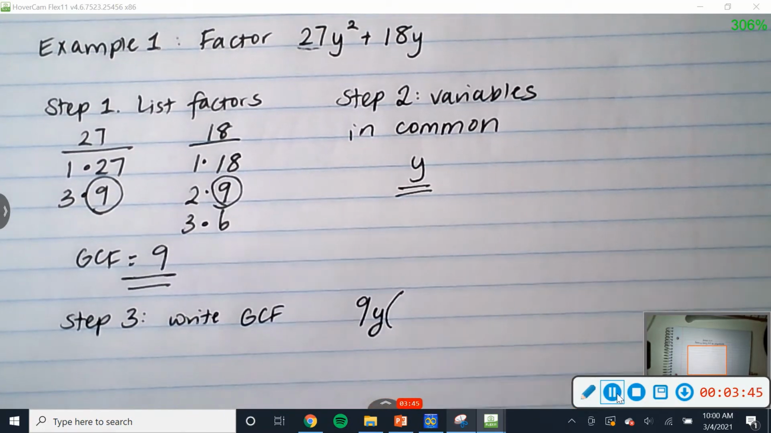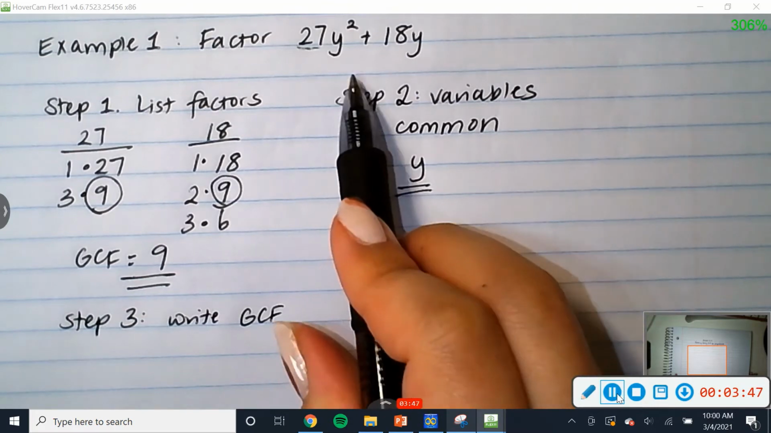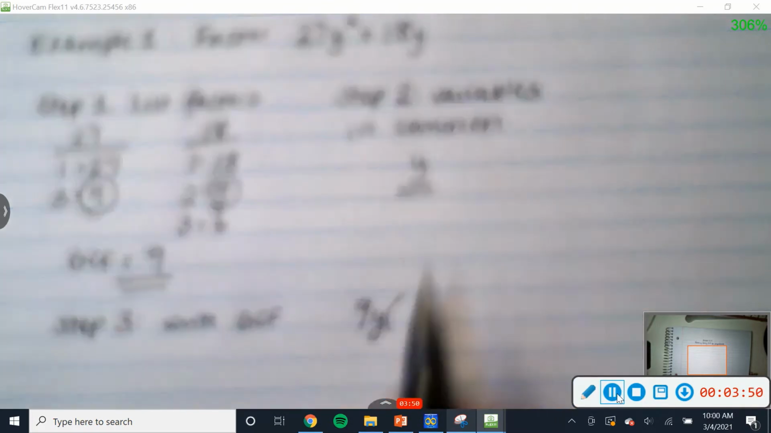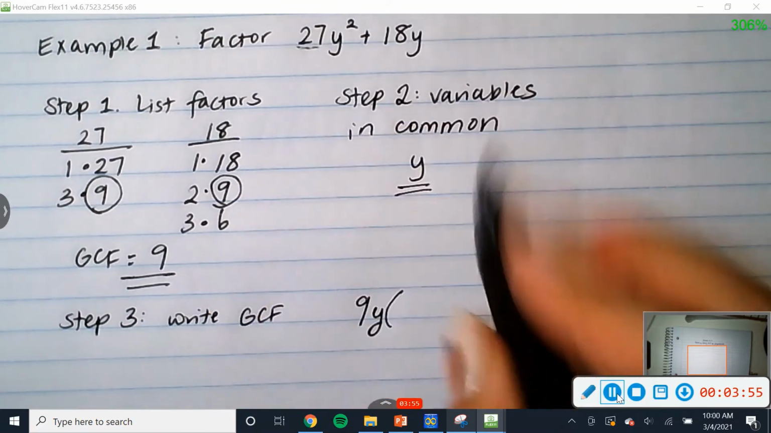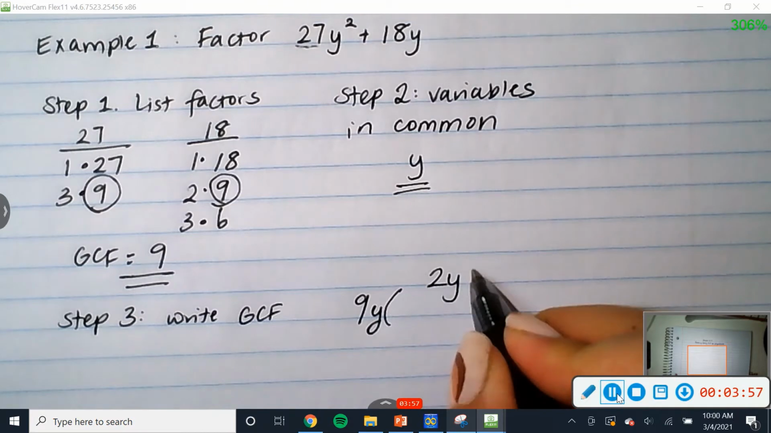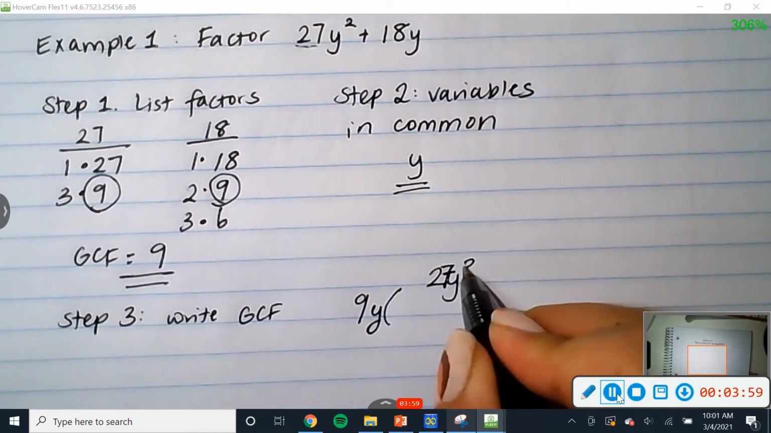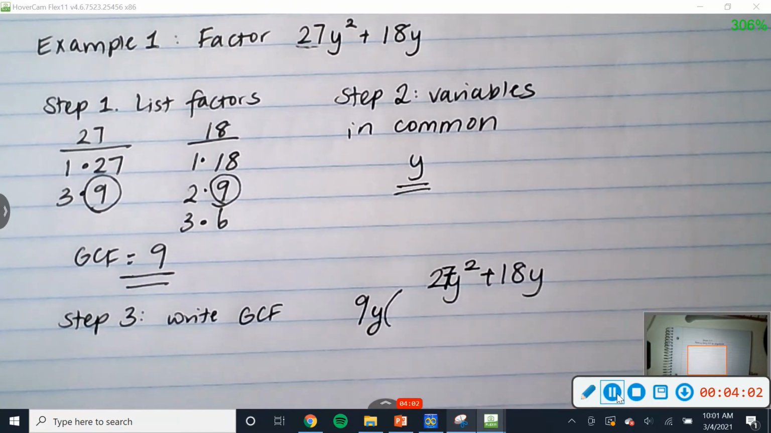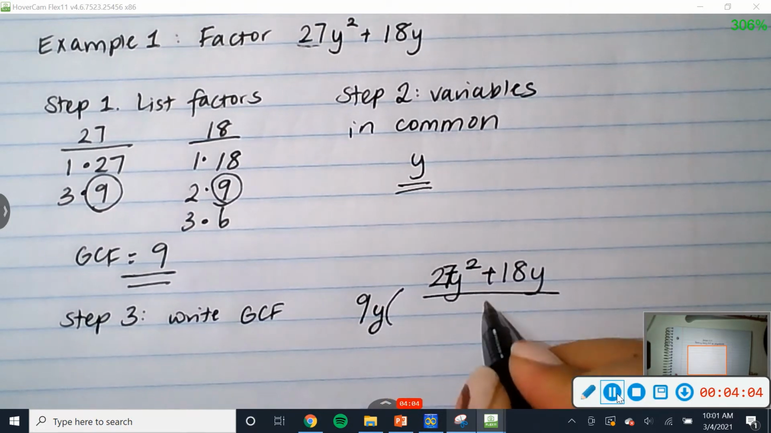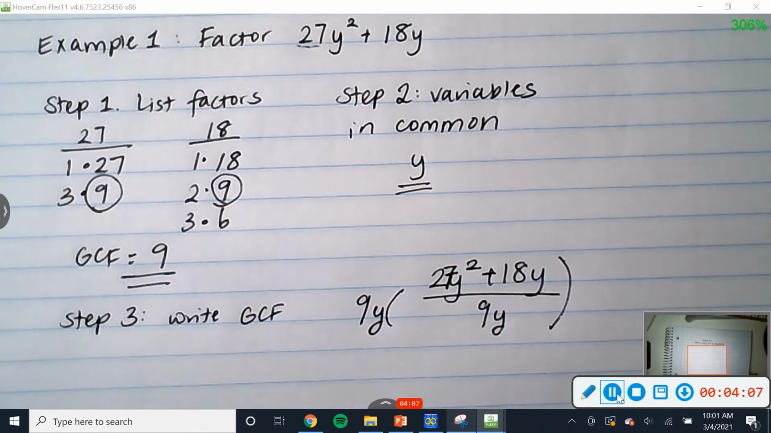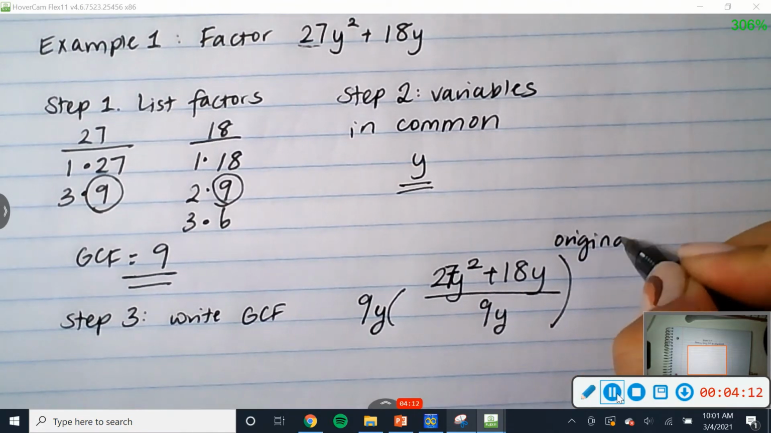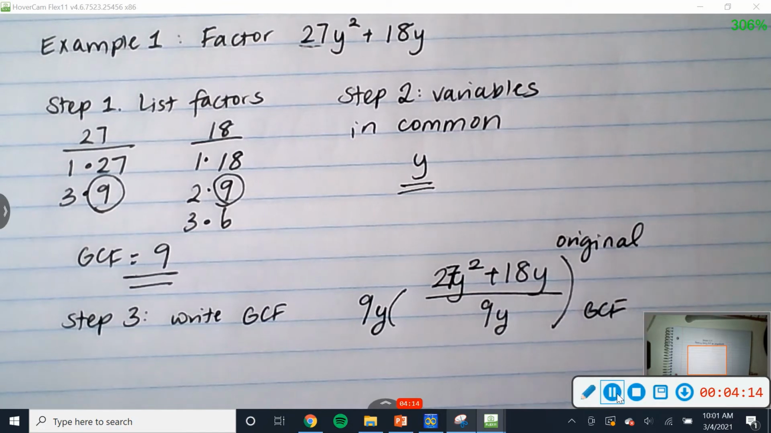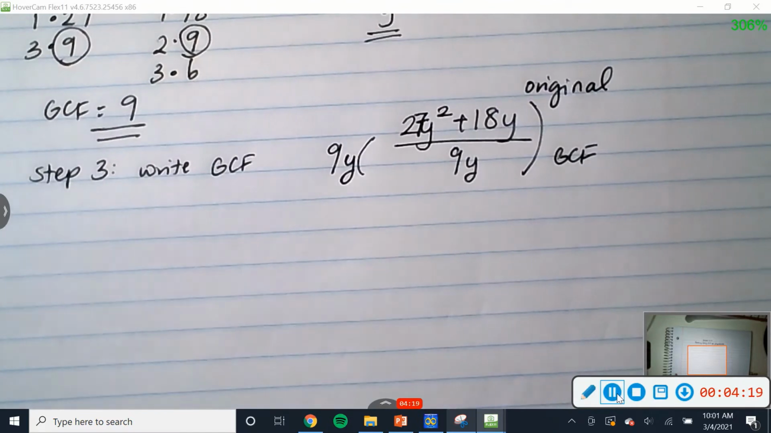And then we want to divide. When I divide it, I'm going to write out the original expression on top. So 27y squared plus 18y divided by our GCF of 9y. So the original expression divided by our GCF, which we identified in steps 1 and 2. Now all you have to do is solve it and divide.